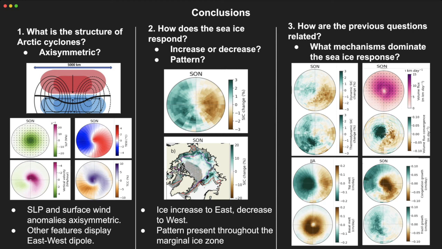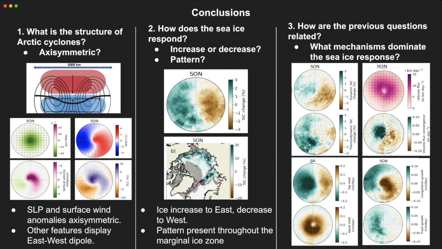Okay, and the third question is trying to relate the structure of cyclones to why the sea ice responds in such a certain way. What really dominates this east versus west pattern is the dynamics. So this is the surface winds advecting the sea ice into this pattern, although there is some influence of thermodynamics in some seasons as well. And the thermodynamics is still very important in determining the overall influence. They just don't have this clear east-west pattern as much.